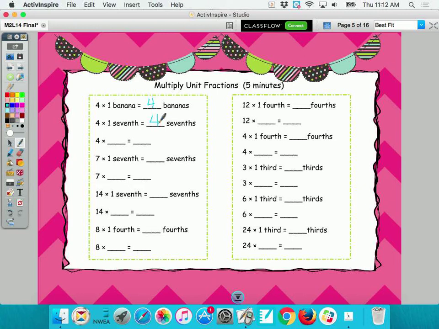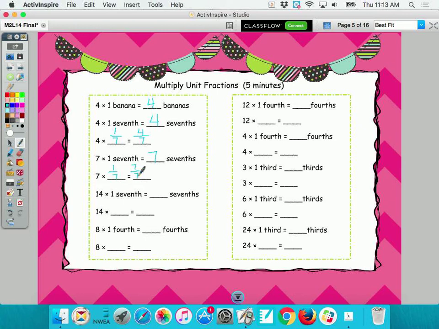Notice this is unit form. Now I'm going to write it in standard form. So 4 copies of 1/7 would equal 4/7. Okay? So let's keep going. 7 copies of 1/7 equals 7/7. Now write it in standard form.